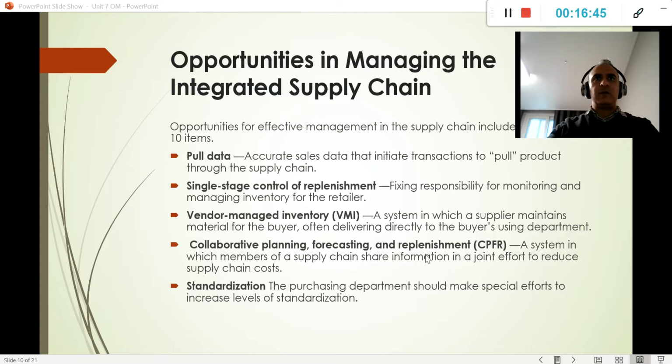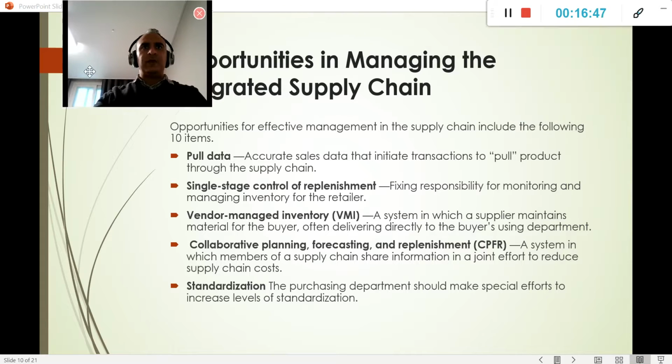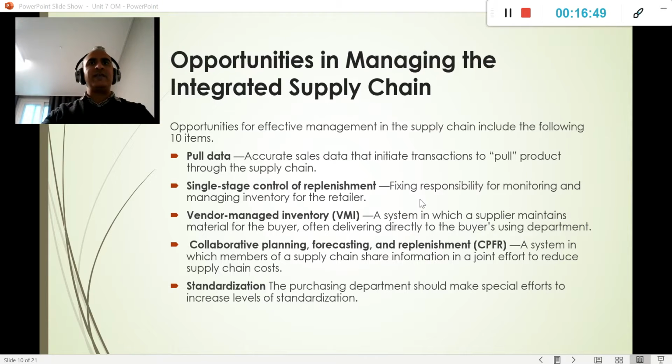So we have here opportunities for effective management in the supply chain. We have, again, pull data. In this case, like I said, we have pull product, that is, again, lean systems. Lean systems means that rather than holding an inventory, we just work with the inventory on hand. That's it. We don't overproduce. We just produce what the consumer wants, and that's it, which is the ultimate way of production.